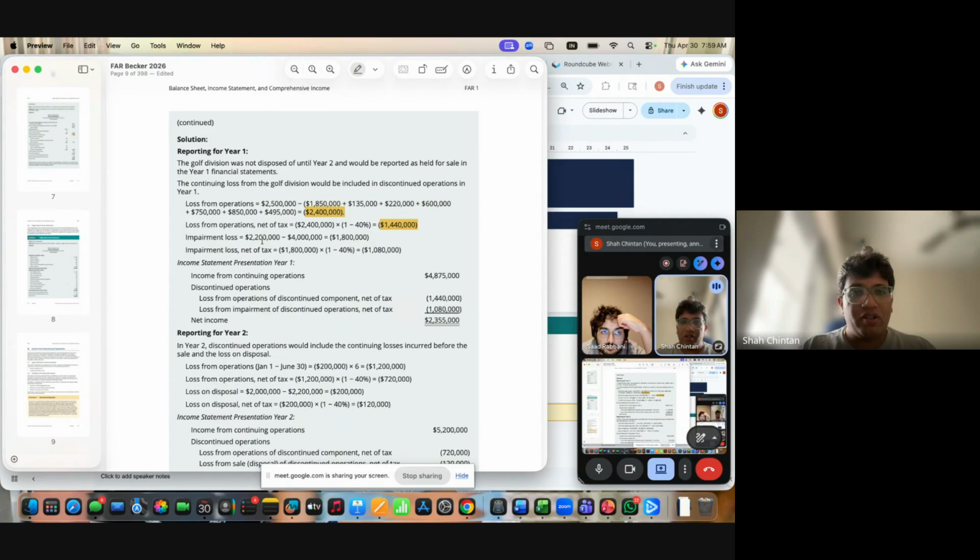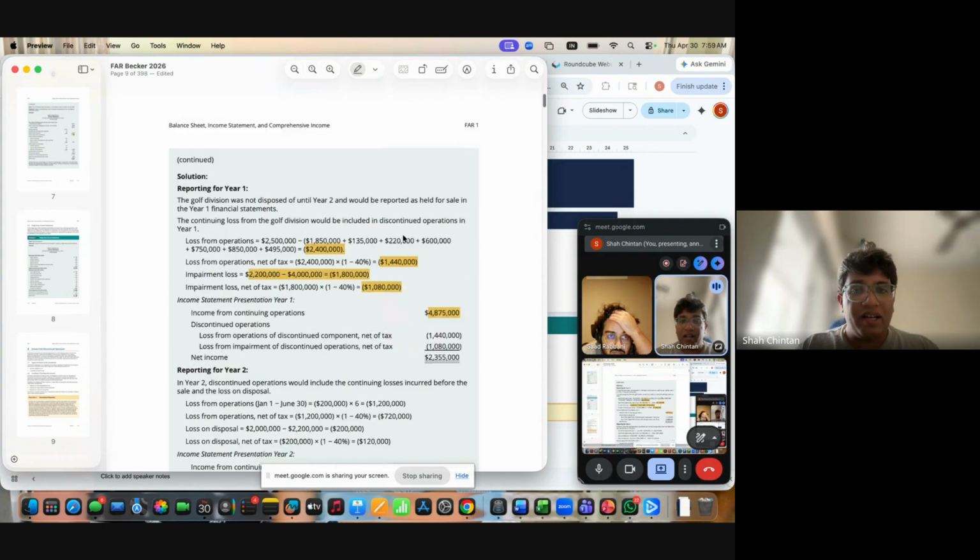So impairment loss इन्होंने कैसे कैलकुलेट किया? 2.2 million your recoverable value minus 4 million book value. So 1.8 million is the impairment loss. Impairment loss is also shown net of the taxes. So 40% taxes becomes 1.08 million. तो आप प्रेजेंट कैसे करोगे? So you have an income from continuing operation, क्वेश्चन में दिया हुआ है 4.8 मिलियन। कहाँ दिया हुआ है?